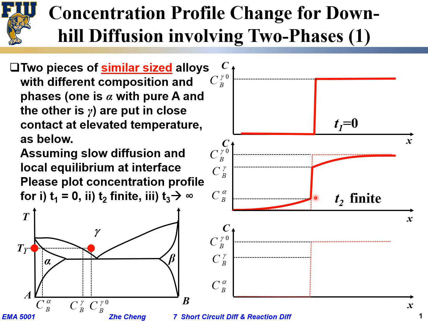Okay. And then let's say similar sized. What happens when t goes to infinity? Similar sized, pure A on one side, gamma on the other side. In the end, where am I going to be for the system? Roughly similar size, I'm going to end up here, right? But it's in the two-phase region. Two-phase region, which means, how are you going to draw it? I'm going to draw something like this. Does that make sense?